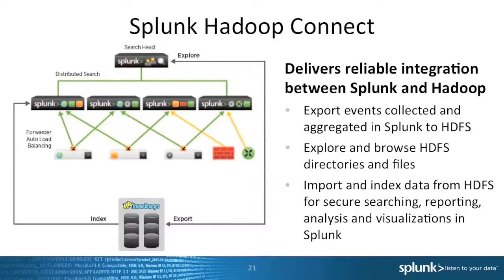Splunk Hadoop Connect delivers reliable integration between Splunk and Hadoop. It has three main features. First of all, it's the ability to export events collected in Splunk into Hadoop. The second one is the ability to browse directories and files in Hadoop. And the third option is to import and index data from Hadoop to Splunk for secure searching, reporting, analysis, and visualization.